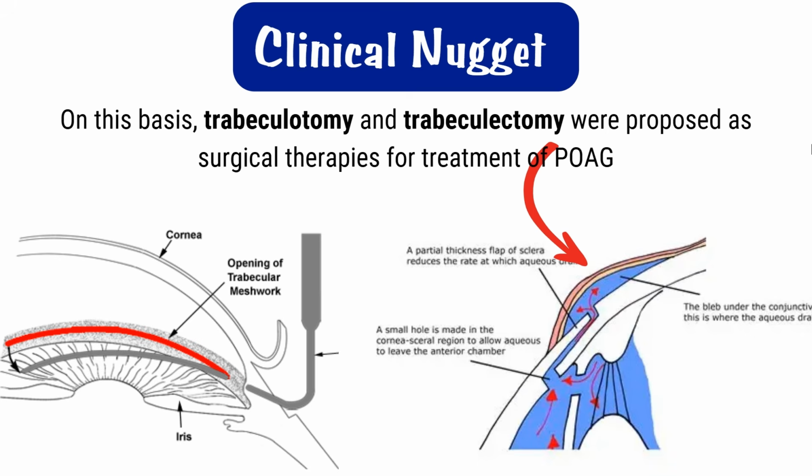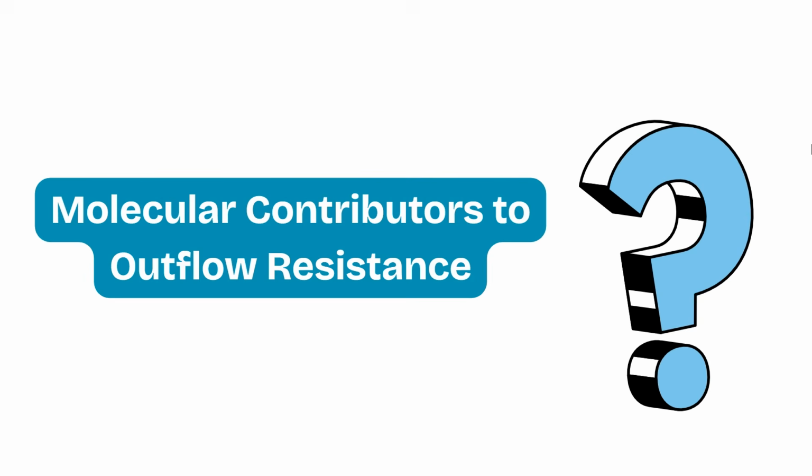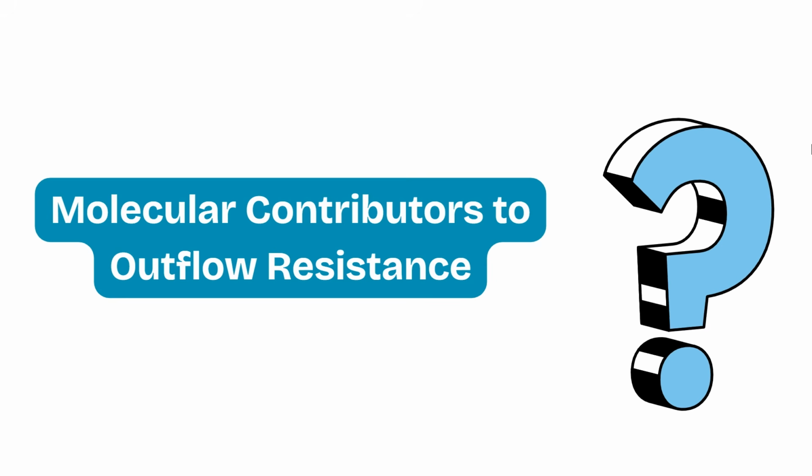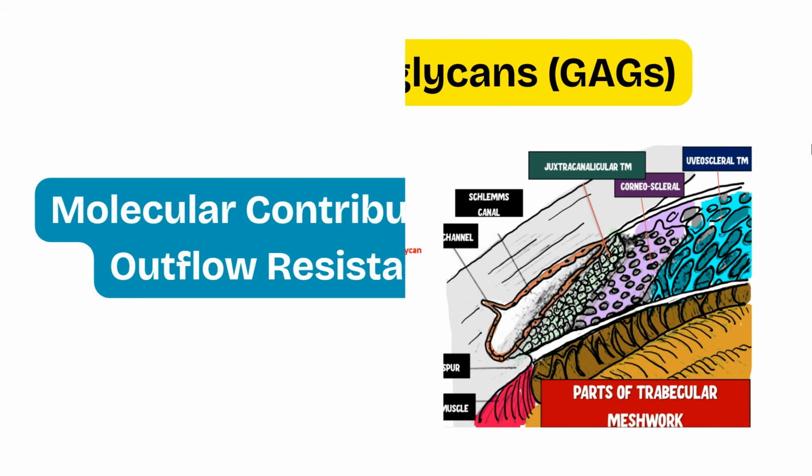In trabeculectomy, what we do is we actually create a separate ostium or opening into the sclera so that the aqueous, instead of flowing through the damaged trabecular meshwork, now flows through the newly created pathway. That is trabeculectomy. So in trabeculotomy, we improve the existing pathway, and in trabeculectomy, we are creating a new pathway. Now let's discuss some other mechanisms of outflow resistance, as to why this resistance happens.